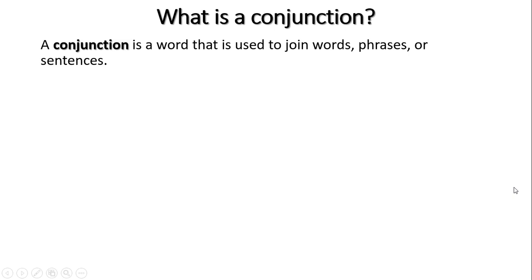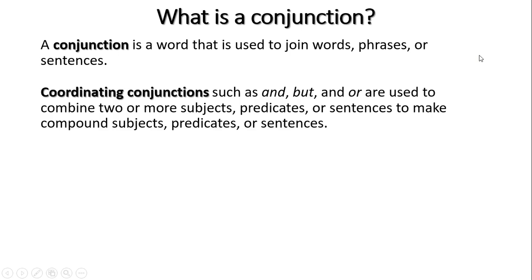A conjunction is a word that can be used to join together words, phrases, or sentences. So when you join together, that means you're bringing them together. It's kind of like the glue in the sentence is what I'm talking about. And in this week, we're talking about two different types of conjunctions.